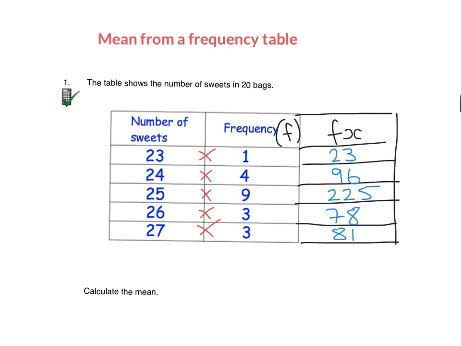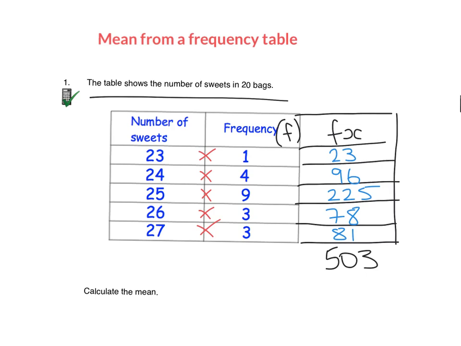Okay, so let's just add up all of 23 plus 96 plus 225 plus 78 plus 81. And that gives me a final answer of 503. Okay. Oh, sorry, there you go, it says there. Number of sweets in 20 bags.